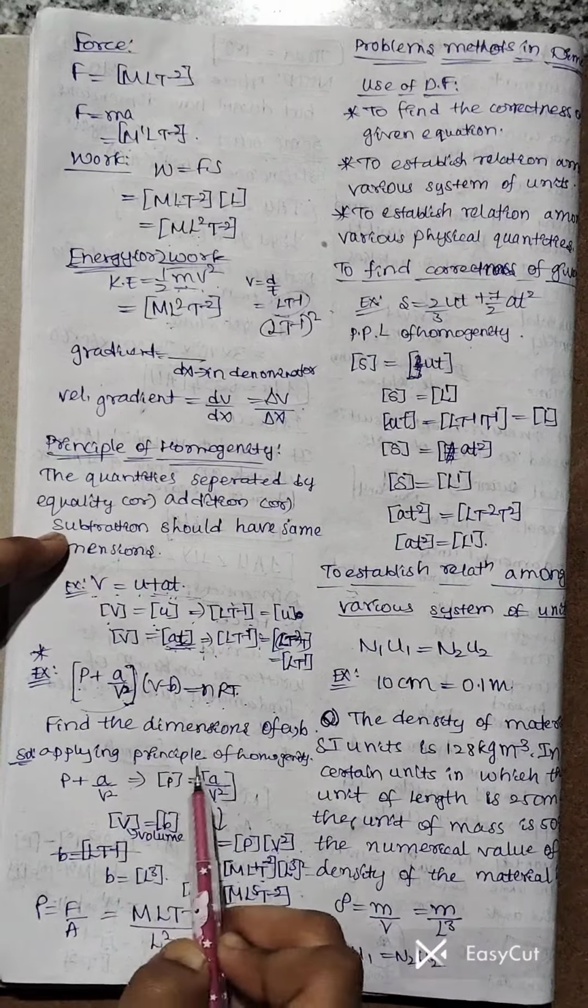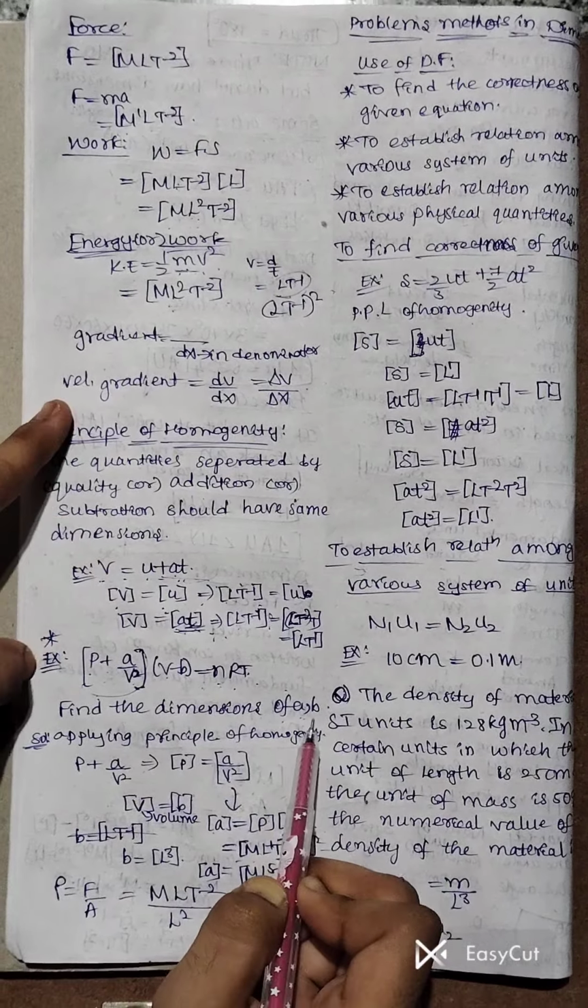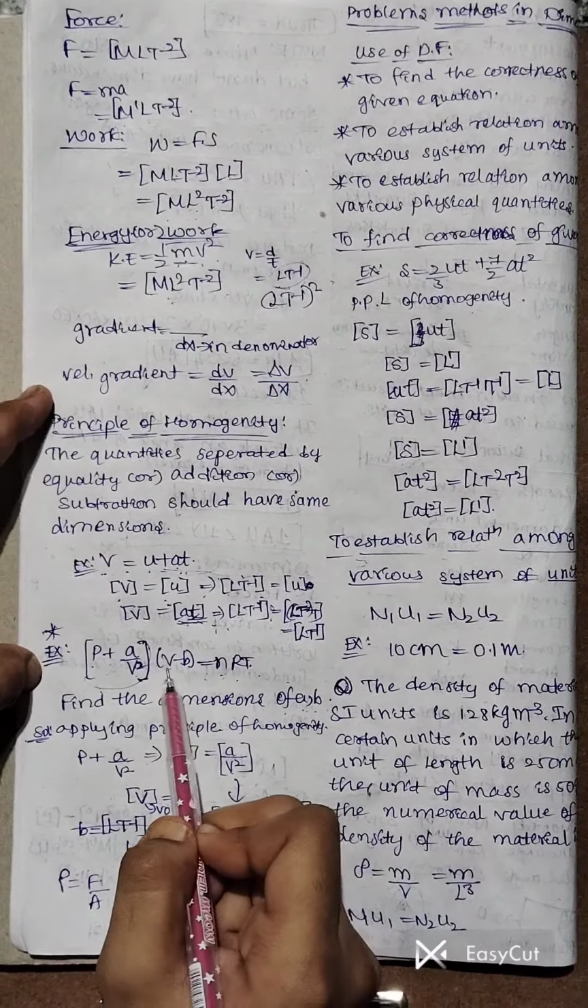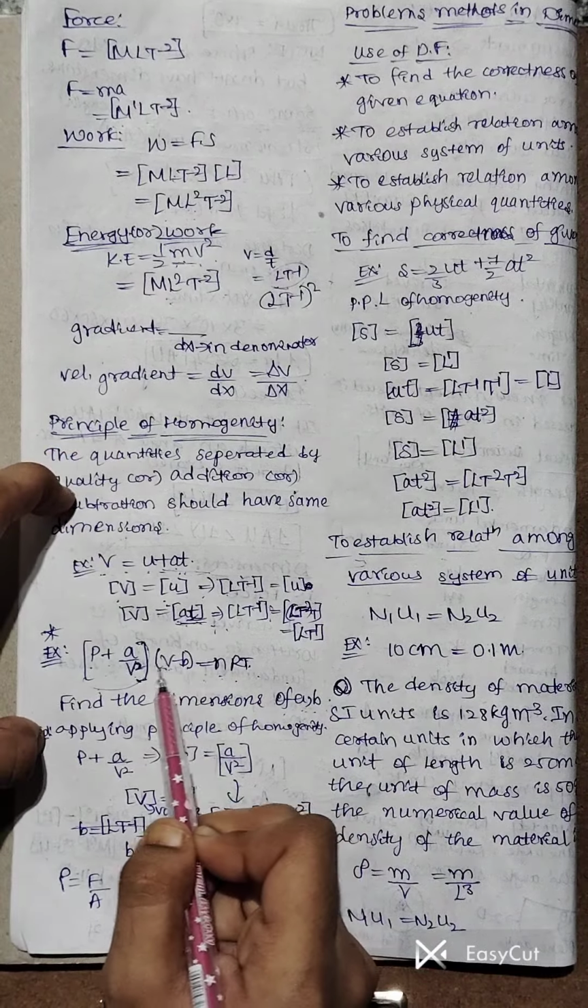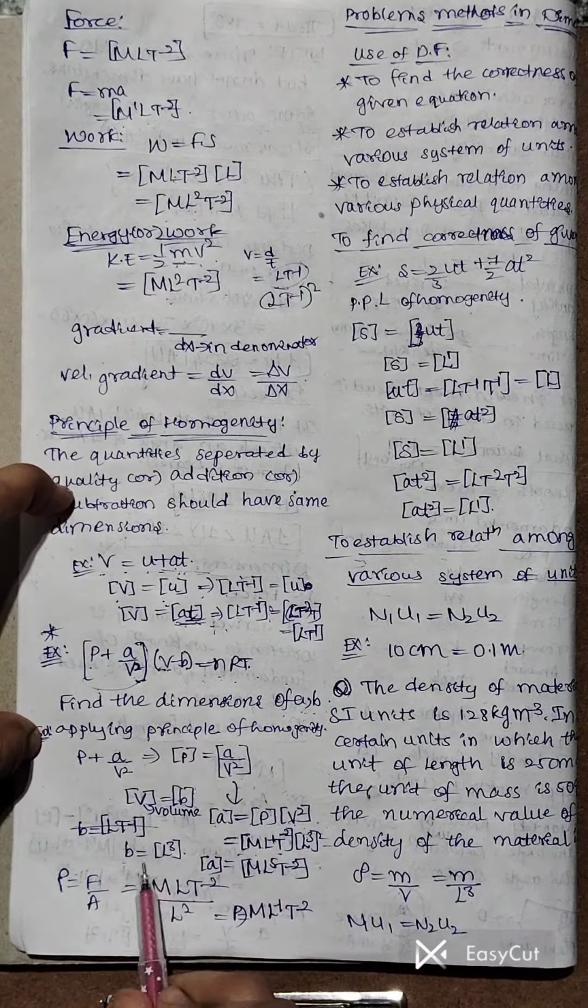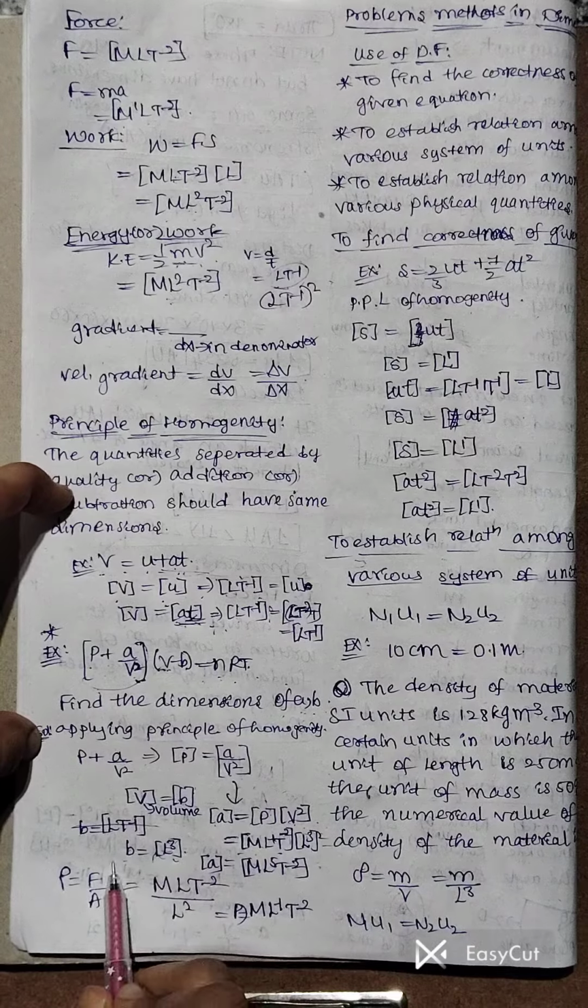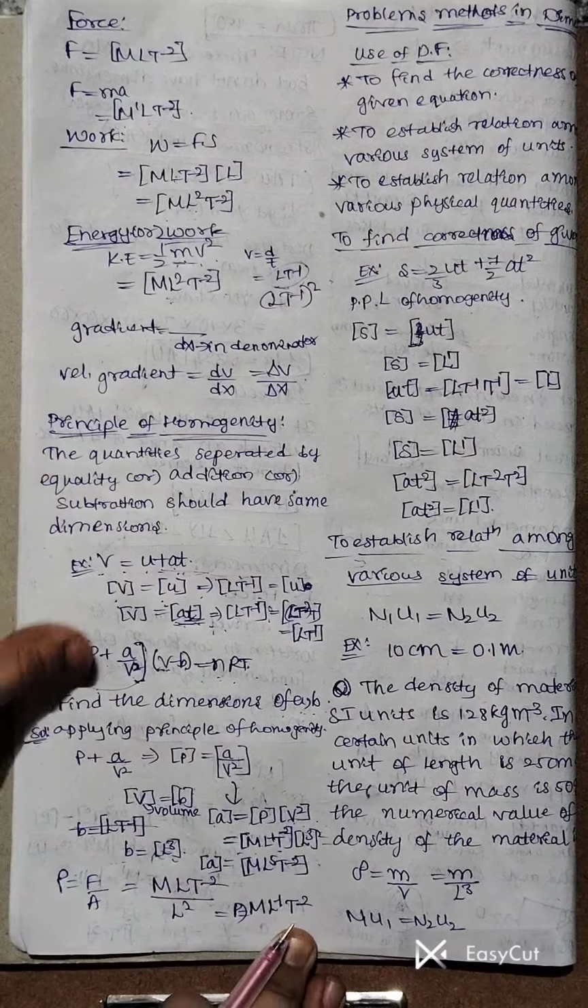And we also want to find the dimensional formula for b. So the dimension of V should be equal to the dimension of b. Here as V is the volume, its dimensional formula is L cube. So the dimensional formula for b is also equal to L cube.